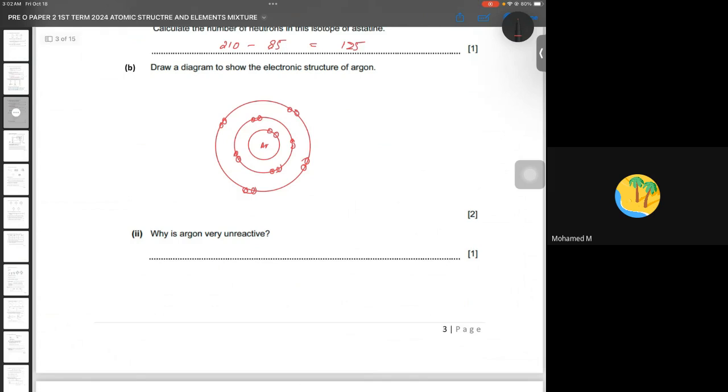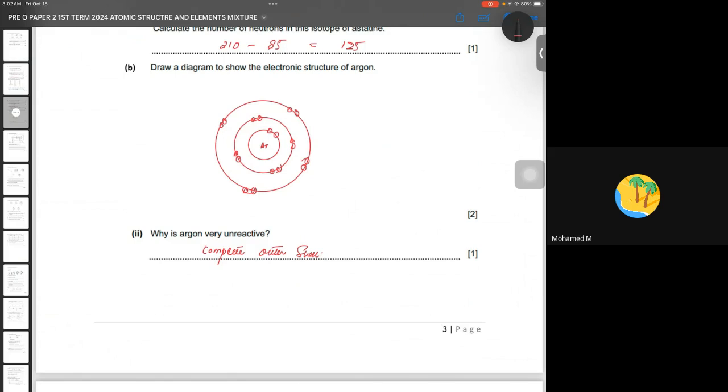Why is argon very unreactive? Because it has a full outer shell, and it doesn't lose or gain electrons or share electrons. When an atom already has a full outer shell, then it's complete.